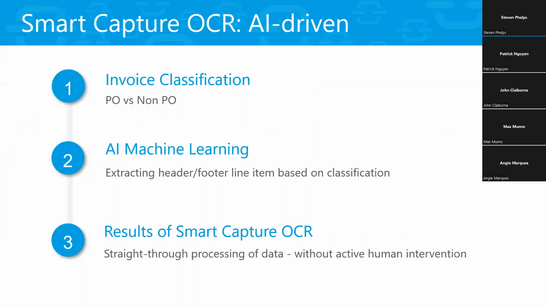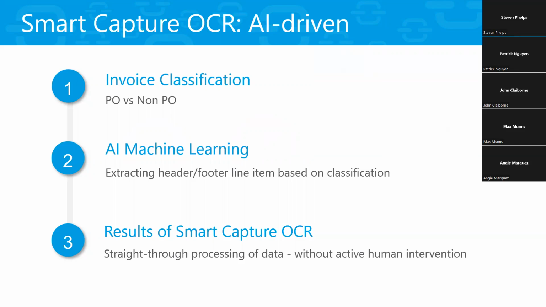Smart Capture OCR. Let me talk a little bit about our OCR here. It's an artificial intelligence driven OCR technology. You don't have to create a template for each and every vendor. The software has built-in knowledge so that invoice classification is automatically done. It'll know if this is a PO based invoice or a non-PO.